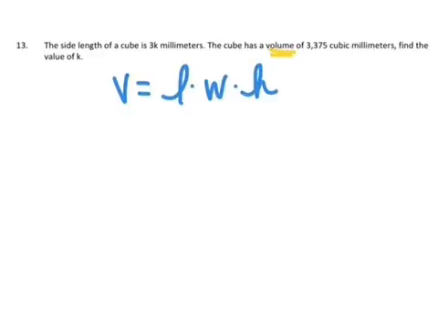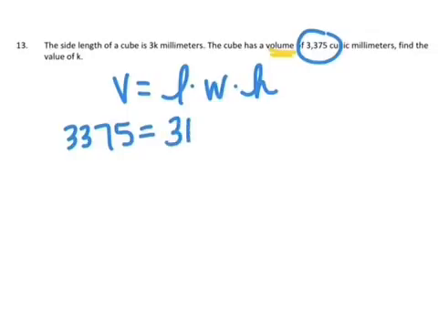For this problem, we know the volume, 3,375. But we also know the length and the width and the height. Since it's a cube, all of those measurements are going to be the same. 3K times 3K times 3K. So we're going to have to do some algebra here.